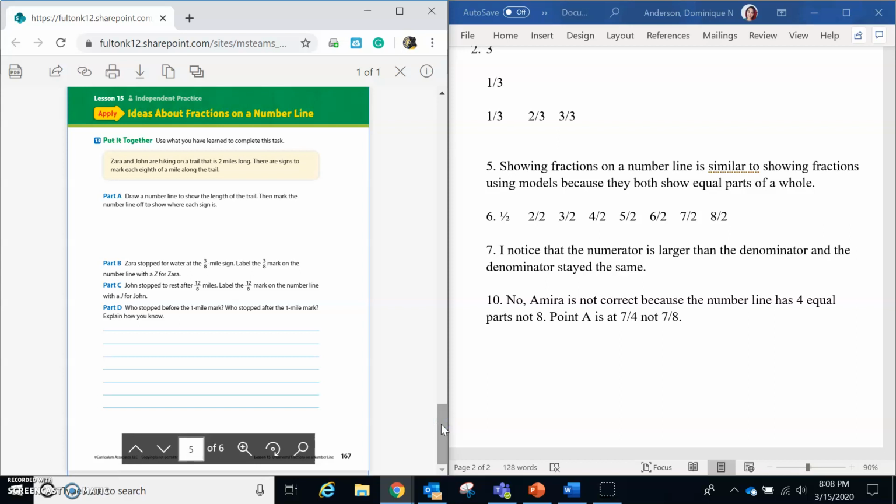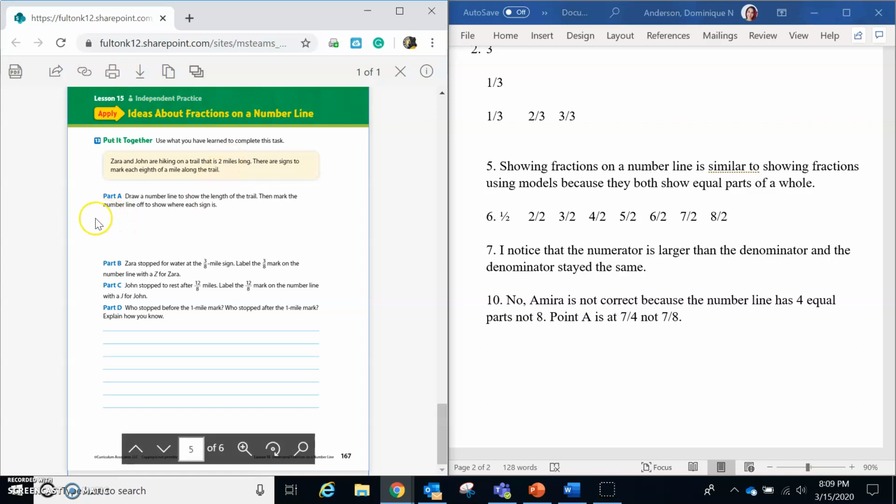The last thing you're going to do is your independent practice. So you're going to put it all together like it says, and it says, Zara and John are hiking on a trail that is 2 miles long. There are signs to mark each eighth of a mile along the trail. So those are your 2 hints right there. Use them. Draw a number line to show the length of the trail, then mark the number line off to show where each sign is.